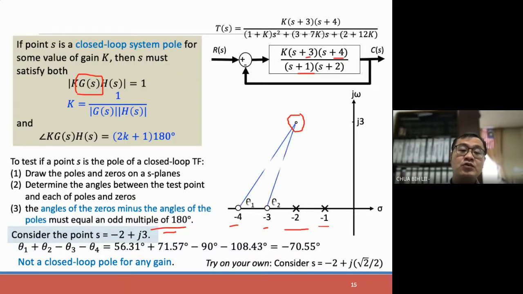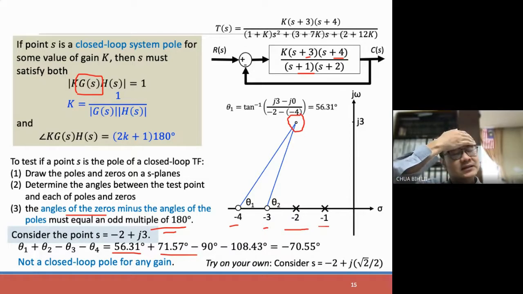So what we do, we draw the line connecting the zeros to your test point, and that would form the angles. So we call that the angles of zeros. So this may give you some values of 56, 71. Then you can use trigonometric relations to find out the angles, or you can just use Excel or MATLAB to calculate.